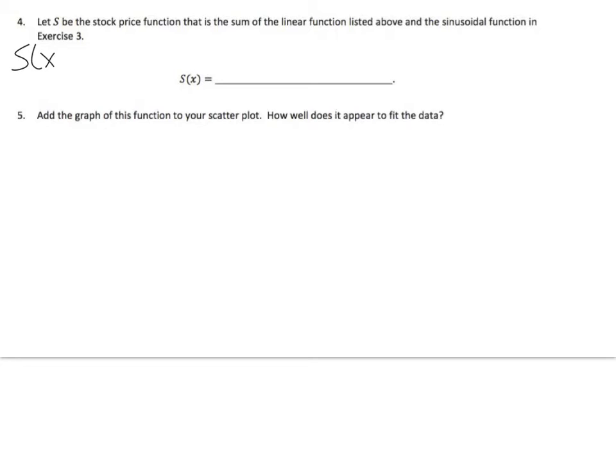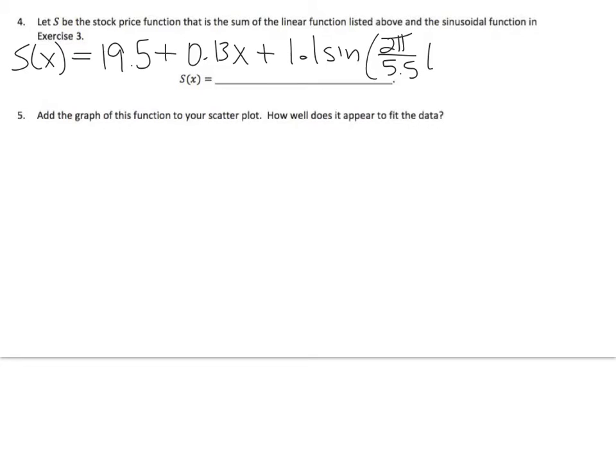So S of x equals our y-intercept plus our slope plus our sinusoidal function. I am assuming that this right here accounts for the plus k, that accounts for it. The other thing I want to show you, and I'm going to take a picture of it in a second, is I put all this information into a scatter plot in my calculator.